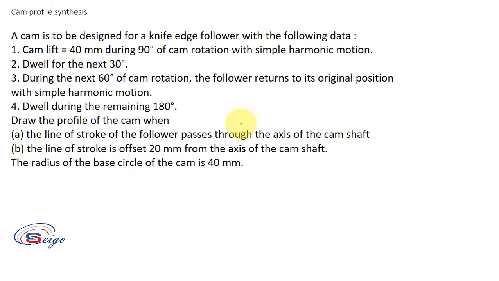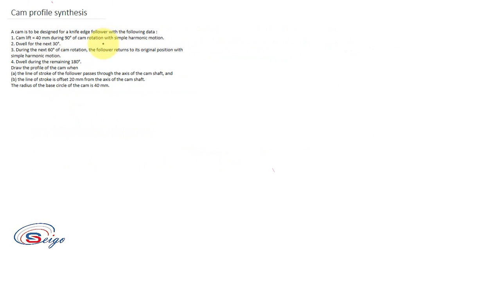So first of all, we have to draw the displacement diagram of the follower motion. In this, it is given that the follower is moving with a simple harmonic motion during the lift or outstroke, and during the return stroke it is also simple harmonic motion. That means theta O is equal to 90 degree, and theta R is equal to 60 degree, and both are in SHM, simple harmonic motion.